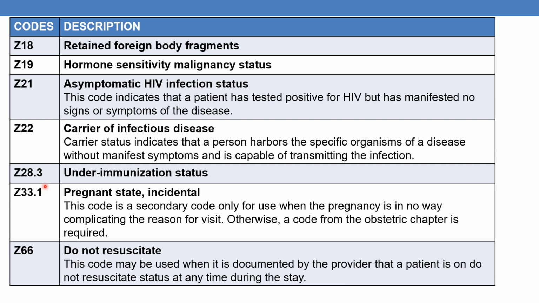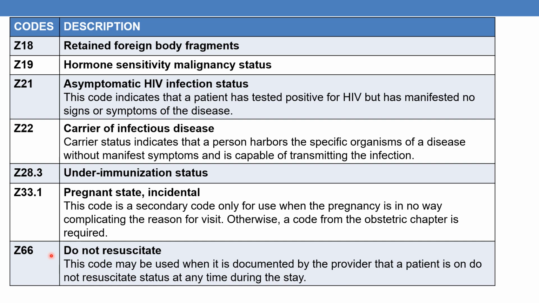The next is Z28.3. There are new codes given under this section that deal with underimmunization status. The next is Z33.1, pregnant state, incidental. This is also very rarely used. This code is a secondary code only for use when the pregnancy is in no way complicating the reason for the visit. Otherwise, a code from the obstetric chapter is required.